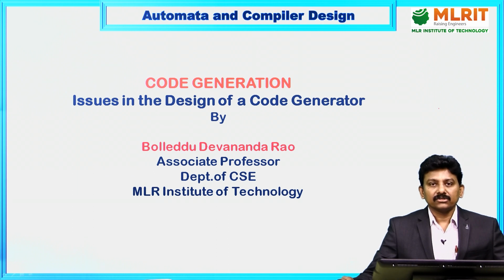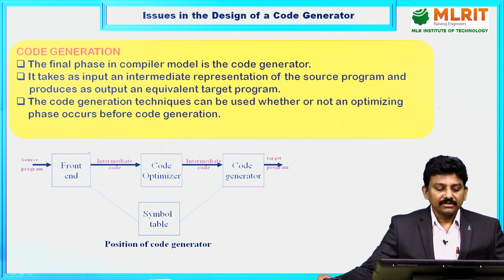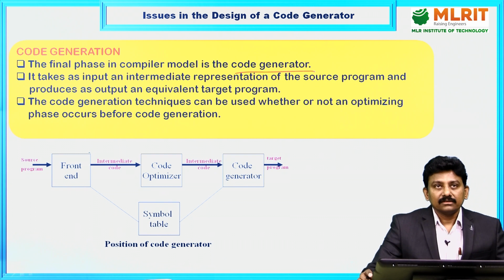Today's topic is issues in the design of a code generator. Code generation. The final phase in compiler model is the code generator. It takes as input an intermediate representation of the source program and produces as output an equivalent target program. The code generation techniques can be used whether or not an optimization phase occurs before code generation. Here, code generator is the last phase of the compiler.